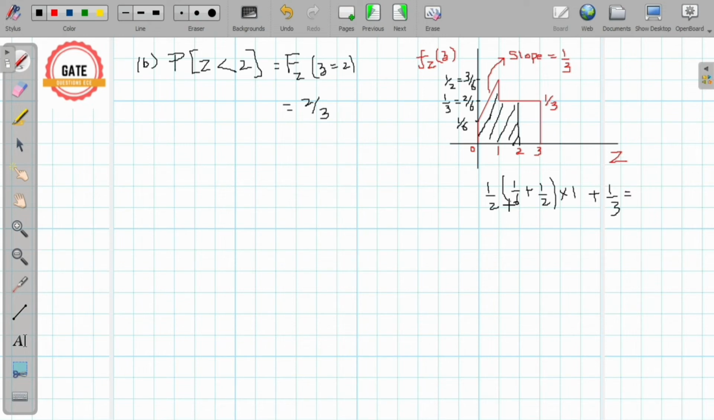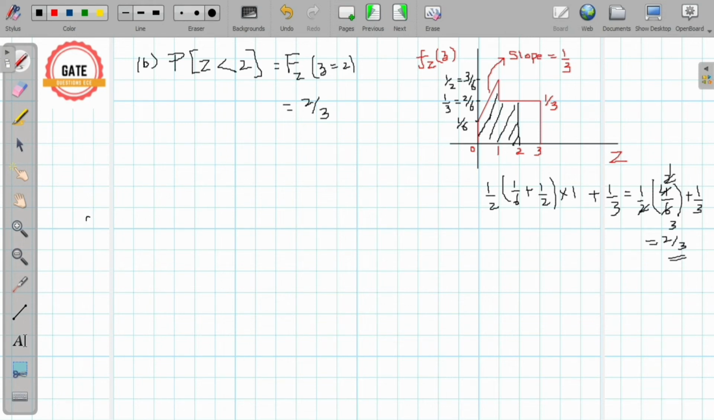It will be equal to 1 by 2 times this, the LCM is 6. So we will get 1 plus 3, so that will give us 4 by 6 plus 1 by 3. So that will give us 2 by 3, and this is again coming out to be 2 by 3.